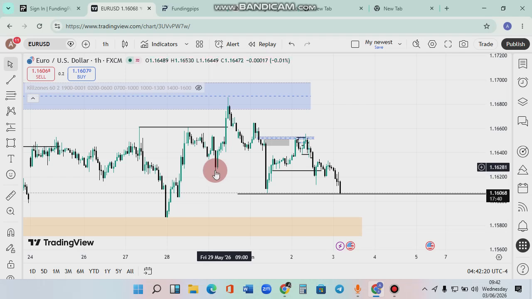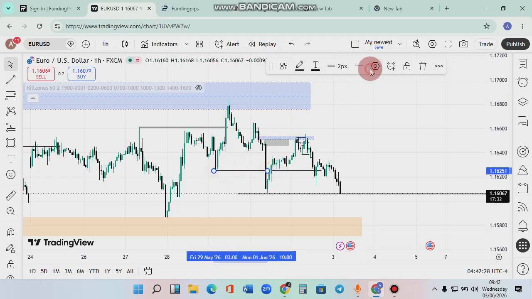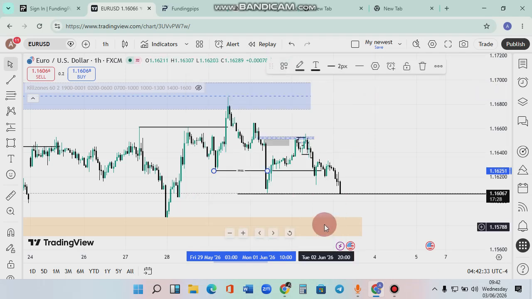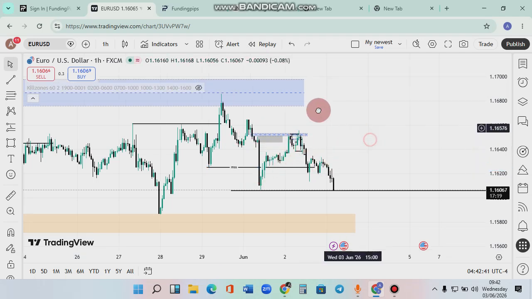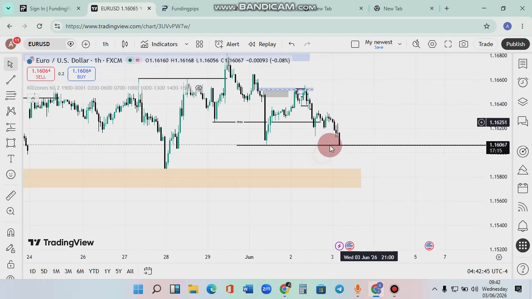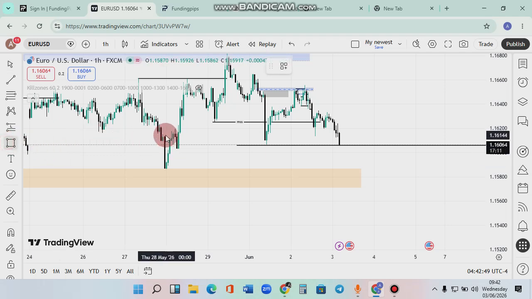It spiked it out, which means there was a market structure shift downward again. See this point here, we have a market structure shift downward, and price retested this zone, and that was how we were able to have this downward movement. Now we have this as our protective low and this as my order block.